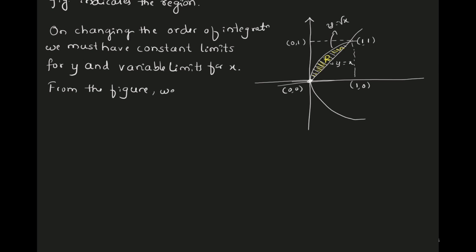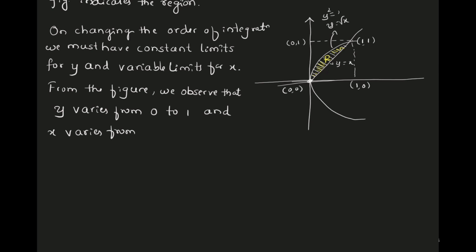we observe that here y varies from 0 to 1. y varies from 0 to 1 and x varies from y square to y. y equal to root x is nothing but y square equal to x. This is y equal to x.